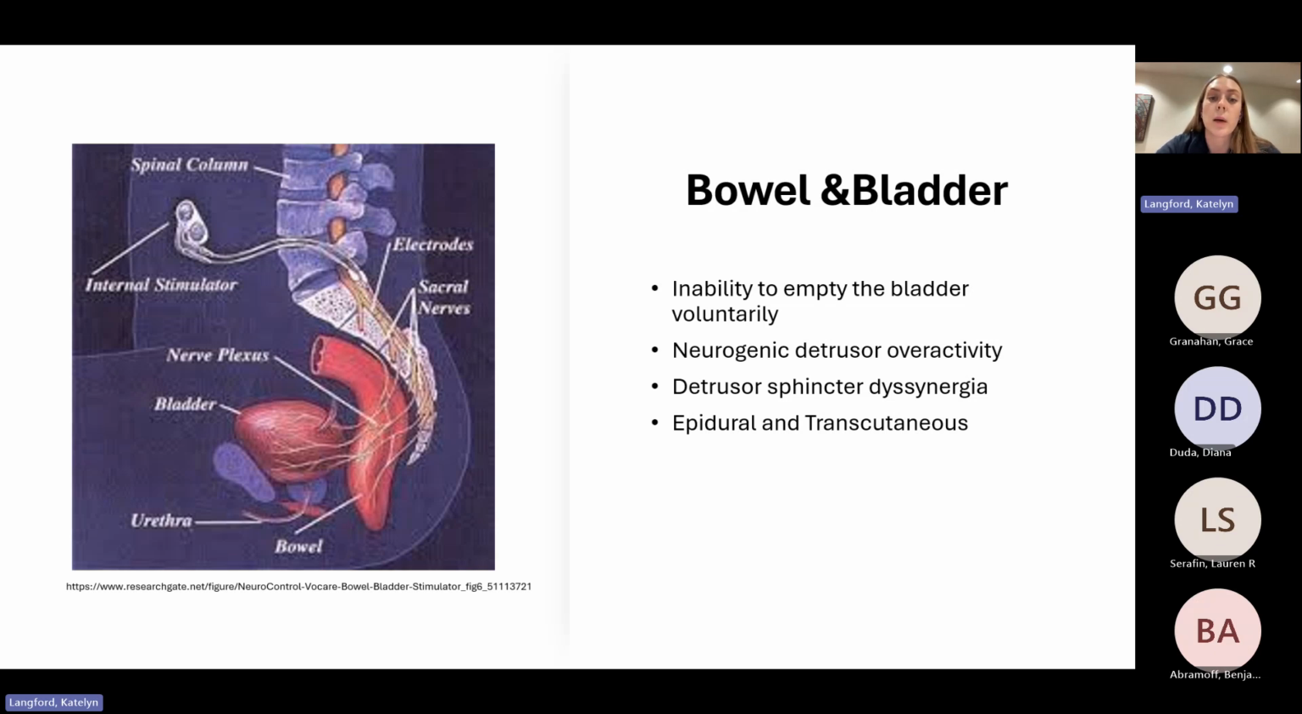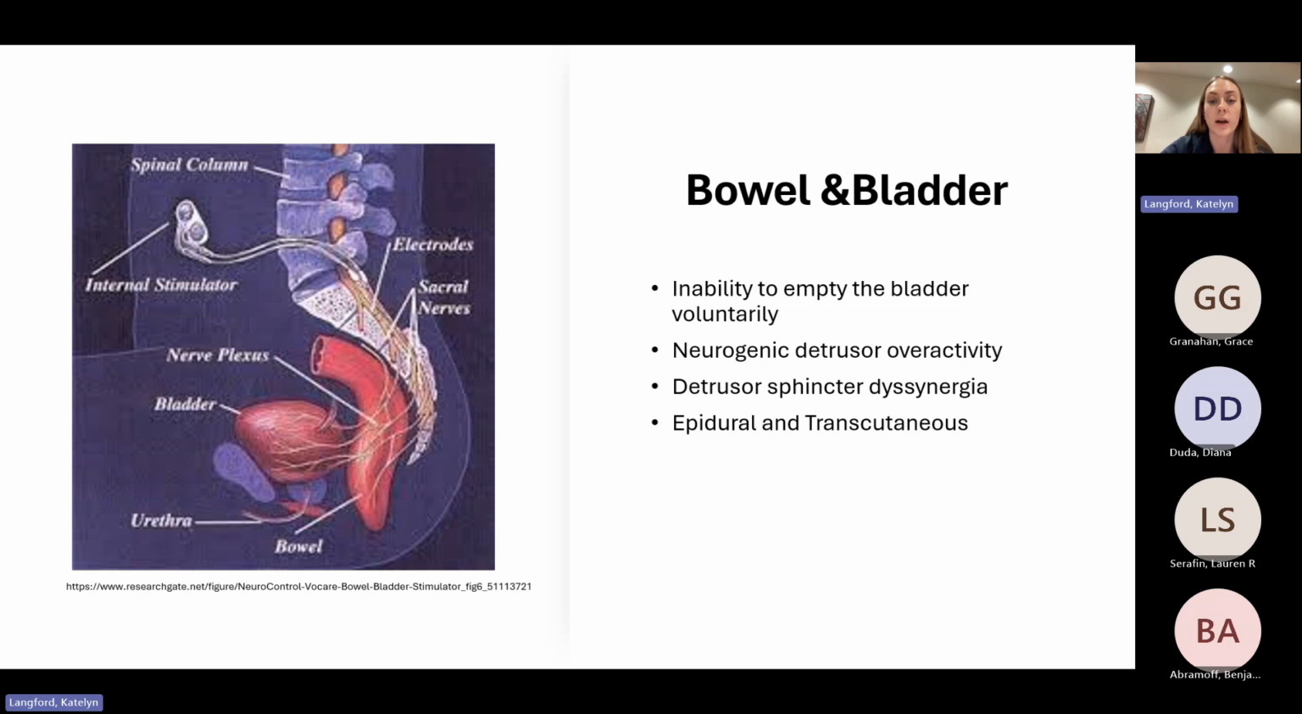So specifically in the spinal cord population, this is a question that we're always asking our patients: how are you voiding? How is that going? And frequently they have the inability to empty their bladder voluntarily. This can be due to neurogenic detrusor overactivity. So this occurs as involuntary bladder contractions during filling, and that can lead to low volumes and incontinence. That isn't necessarily most of the spinal cords, but detrusor sphincter dyssynergia, or DSD, that's discoordinated simultaneous contraction of the detrusor and the external urethral sphincter.